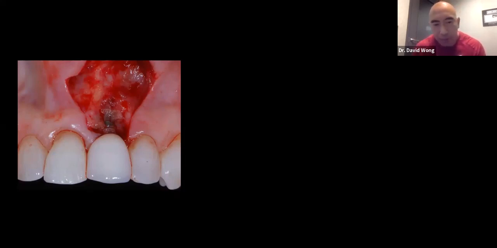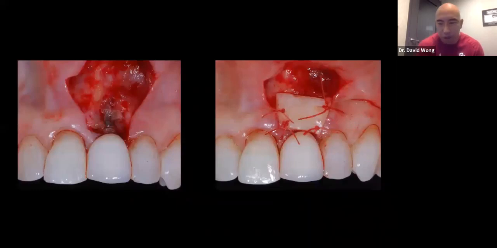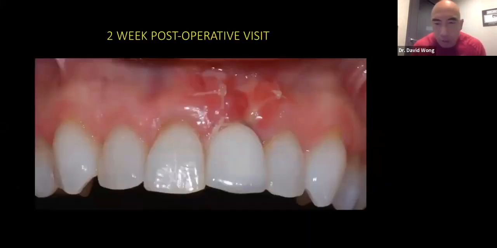So here we prepared the bed, and we placed the free gingival graft over the area. Now, at 2 weeks, this is what you're going to see. And I chose a free gingival graft just because, once again, I think it's important for me to get a lot of keratinized and attached gingiva. I value that from a health perspective, and I feel better about that long term for the patient.